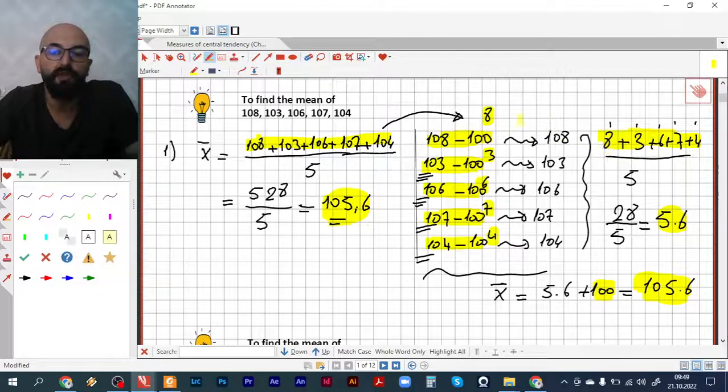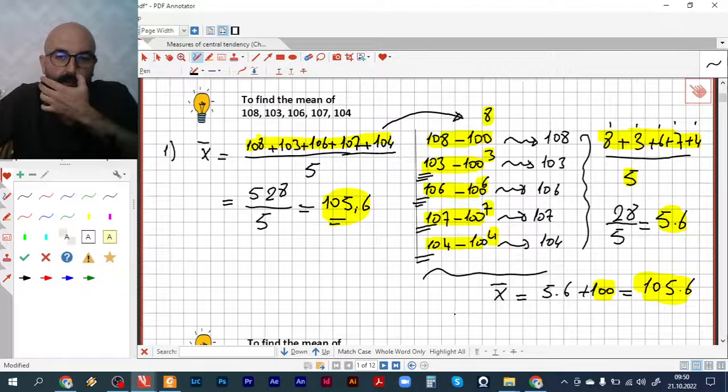We compute the mean of the small data. So 8 plus 3 plus 6 plus 7 plus 4 over 5, and we find 5.6. But if we use 100 less than all x, we find the mean. We find 100 less than the mean.